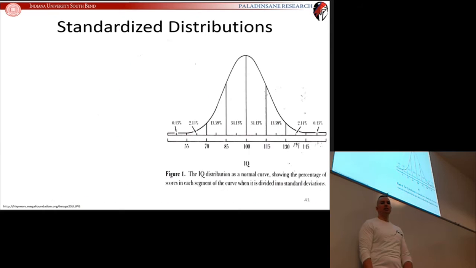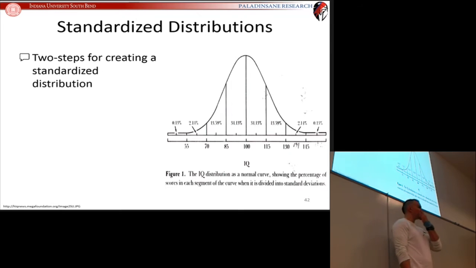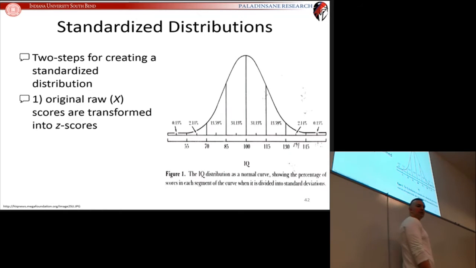So that's the last thing we're going to take a look at here before we go to the calculations. How do you get to that standardized score? How do you get to those distributions that are simpler to deal with, especially if you don't have a statistics background? Well, there are 2 steps for taking any raw score and transforming it into a standardized score. The first step is you take your original raw scores and you transform them into z-scores. So that's the first thing.